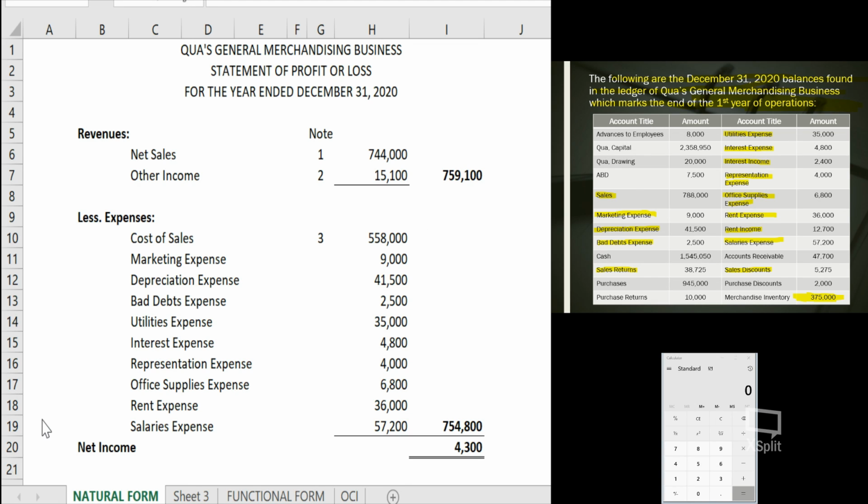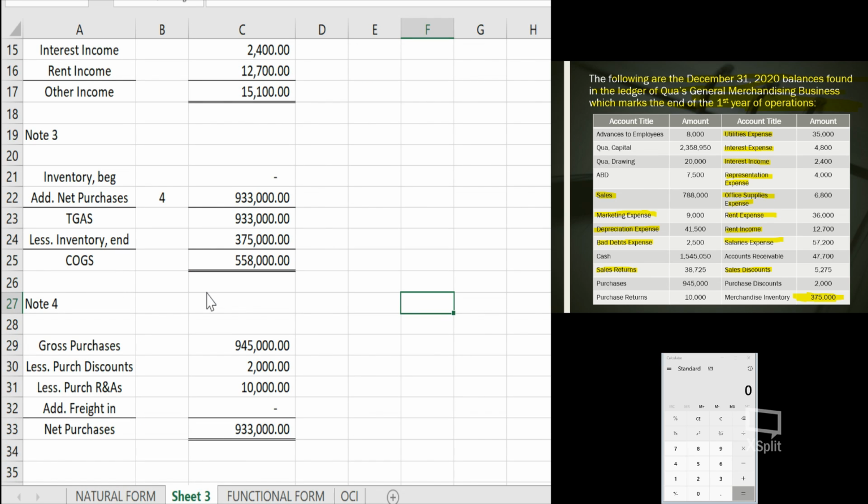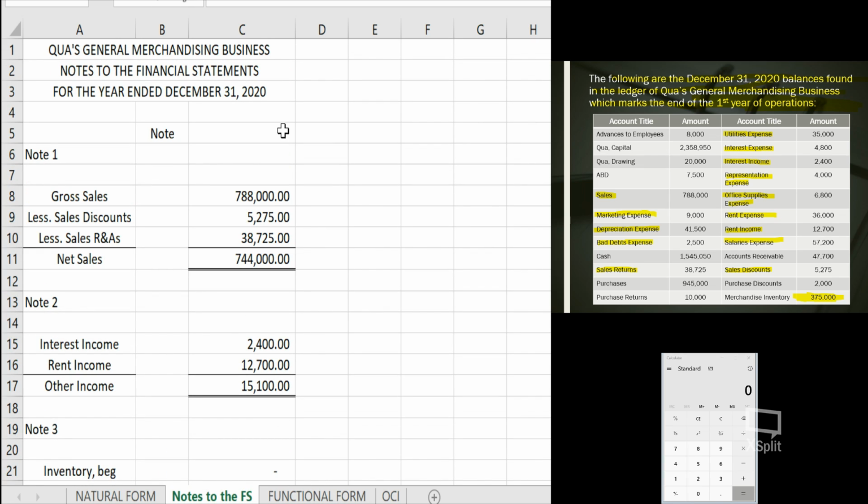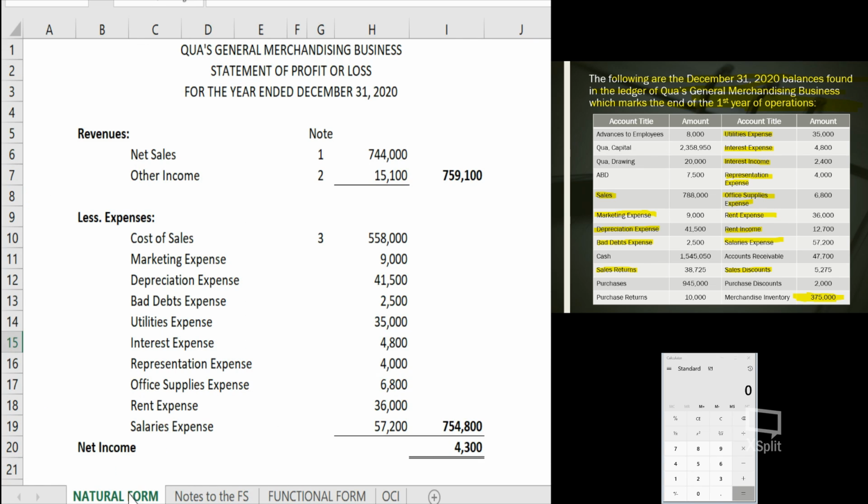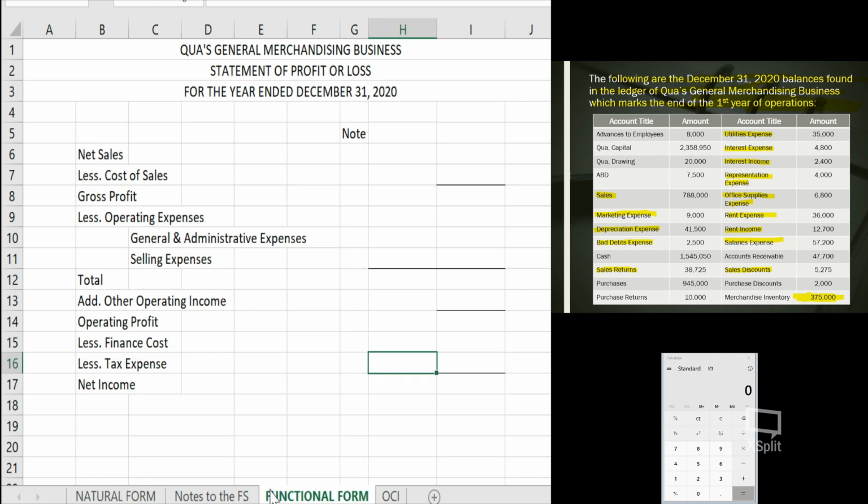Sige, palitan muna natin ng pangalan. Notes to the FS. Ayan. Okay. Sige. Now, we're done. Kakatapos lang natin dito, no? Let's now go to the functional form. Ayan. So, yung functional form natin, guys, prepare ko na ulit para hindi na tayo masyadong matatagalan tulad nung kanina.